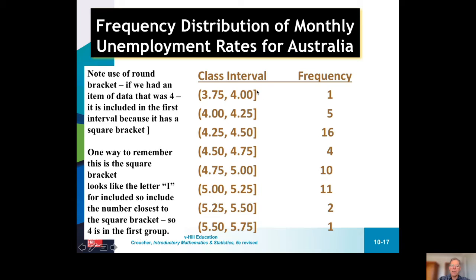And we also said, if you get this little bracket here, that's telling us that if you had 4, this is 3.75, anything from 3.75 up to and including 4. The square bracket, we said, sort of looks like an I, includes up to 4. And 4.001, say, for example, would go into this grouping here.